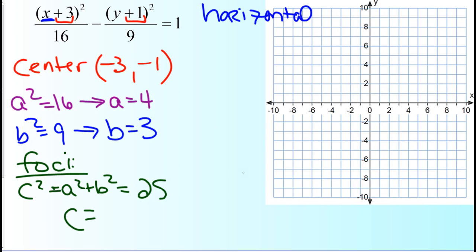So my c equals the square root of 25, which is 5. And that's what I'm going to use to count out my foci. Now, you start the way you did with an ellipse. You graph your center, so you go to -3, -1. When you are graphing, remember, you don't have to write the coordinates down on the graph, but you do want to label everything that you graph.